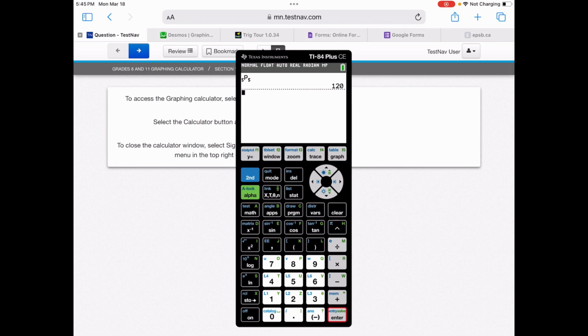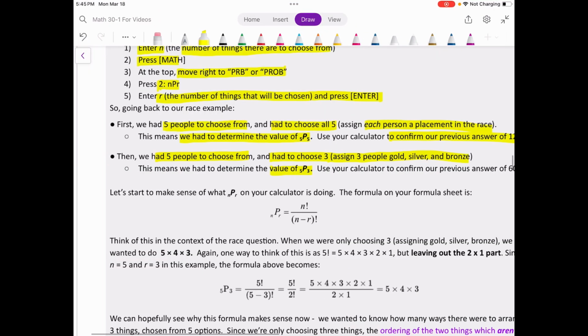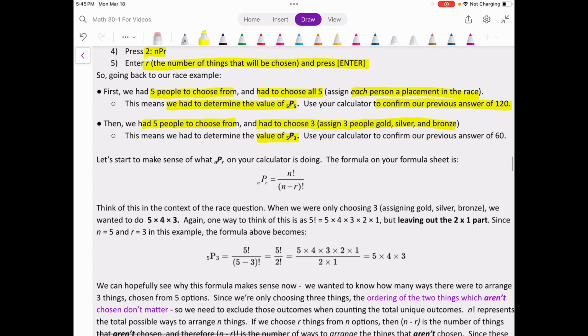So now I want to do 5, and I'll go math over to probability. Option 2, I want permutation, so 5 permute 3. And it gives me 60. Okay, so going back to here, we got it, right? We confirmed our previous answer of 60.